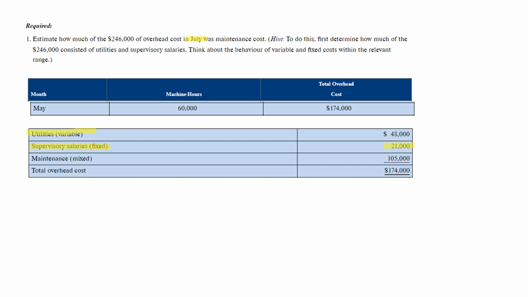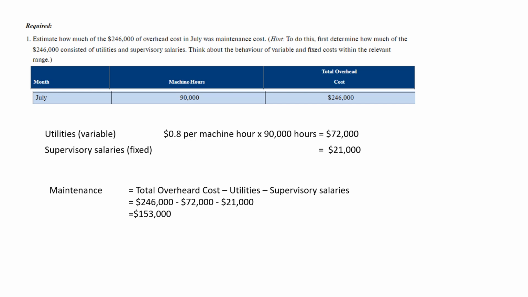Okay, so now that we figured out all of our components, we can now answer the original question. Estimate how much of the $246,000 of overhead cost in July was maintenance. In order to do that, we want to look at all the other costs we do know. So we know our total overhead cost is $246,000.